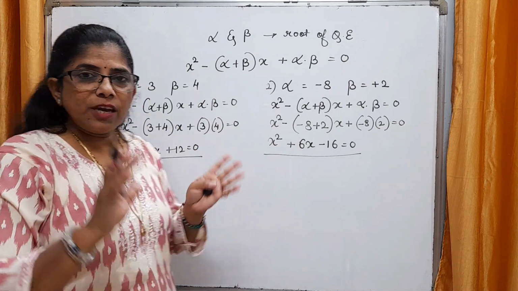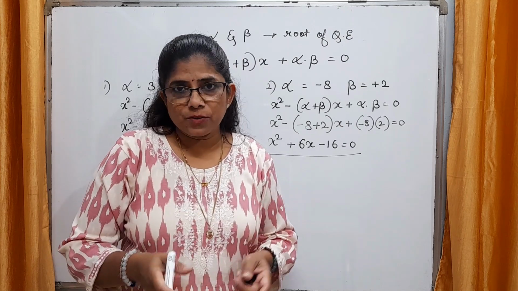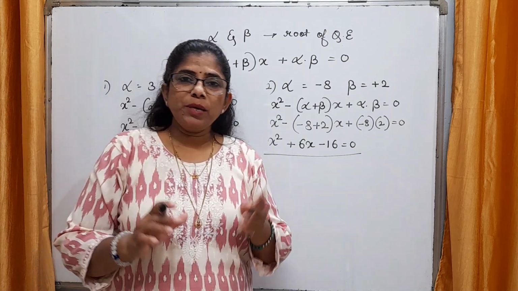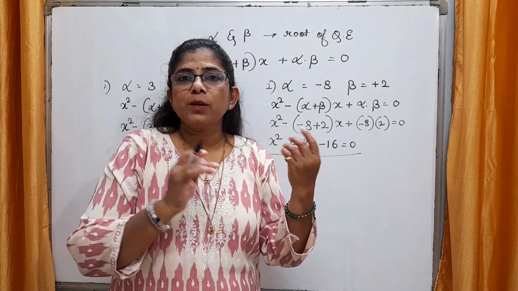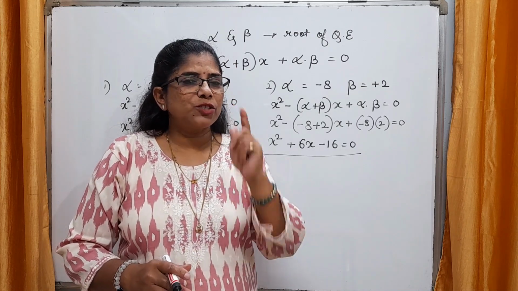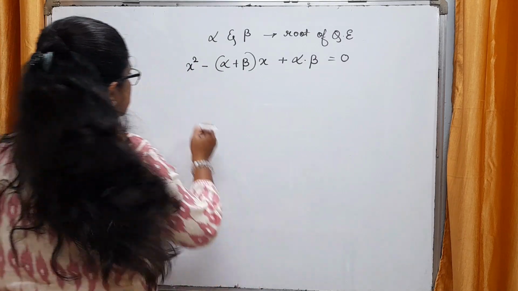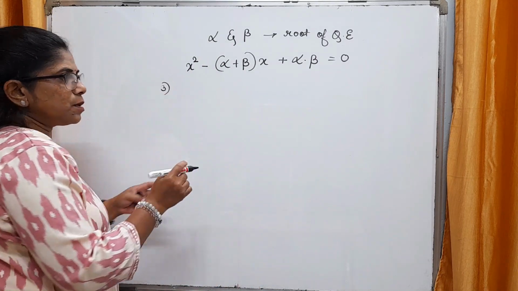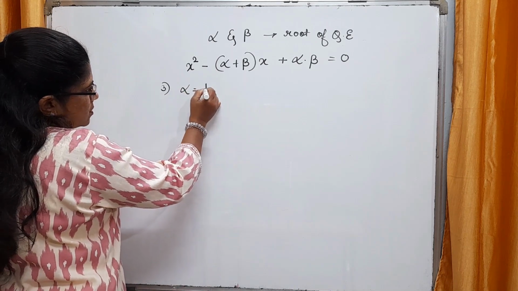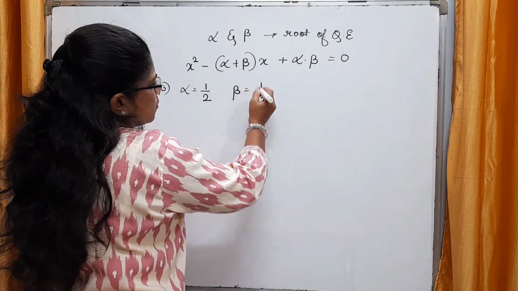Okay. Now each and every time your roots are not going to be whole numbers or integers. It can be even a fraction. So if our alpha and beta are fractions, how to get the quadratic equation? Let's see one example of fraction roots, means if the roots are in fraction. Okay. Now example 3. We'll consider roots as fractions. Let's say alpha is 1 upon 2 and beta is 1 upon 3.